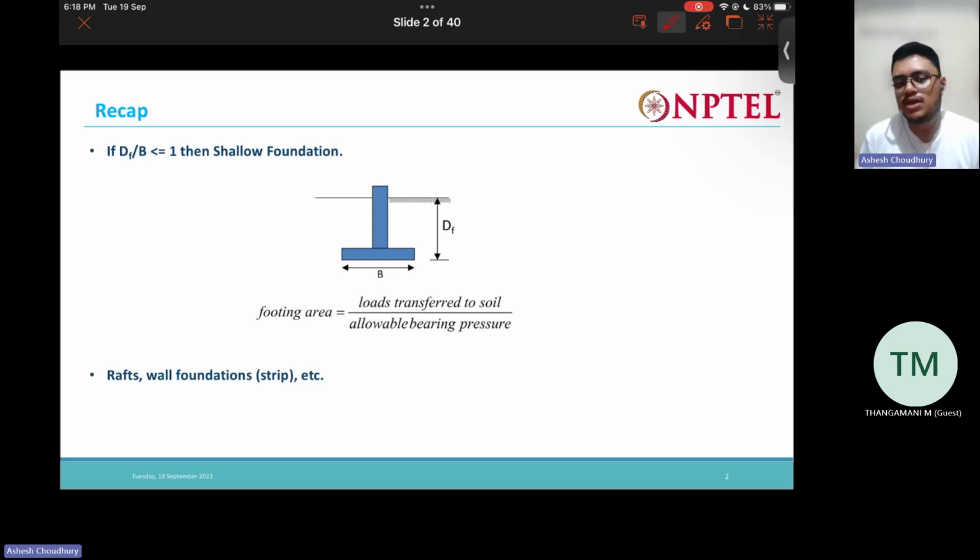So two criteria are satisfied by this allowable bearing pressure. One is the settlement criterion. We cannot have unlimited settlement, so from the allowable settlement we get one pressure. The other pressure we get from the shear strength, the maximum ultimate load that the soil can take without undergoing shear failure. The minimum of these two pressures gives us the allowable bearing pressure.